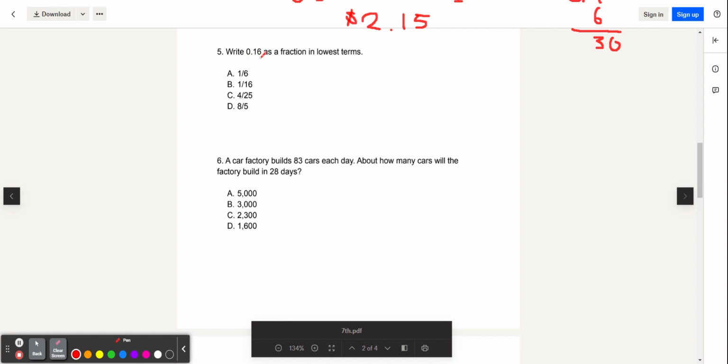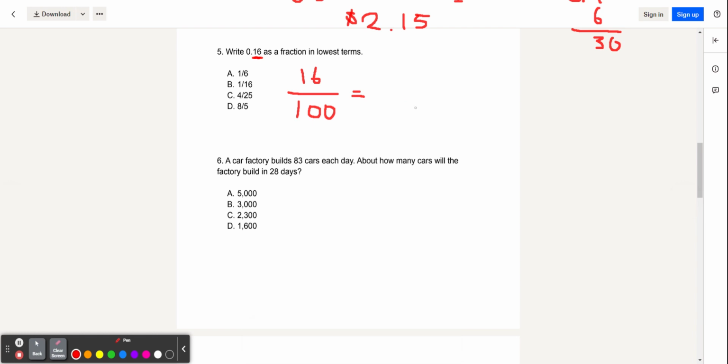Now, write 0.16 as a fraction in lowest terms. First, let's think about what a decimal is. A decimal is kind of like something out of 100. 0.16, what is it? What's another way to say that? Well, we learned that this is the tenths place, and this is the hundredths place. So this is 16 hundredths, or 16 over 100.